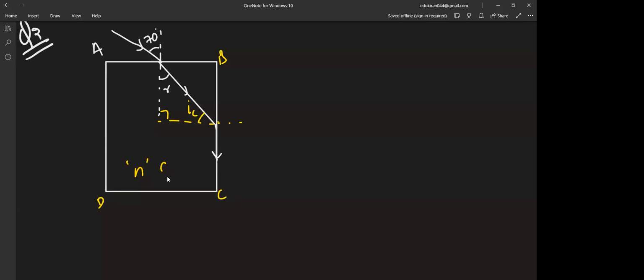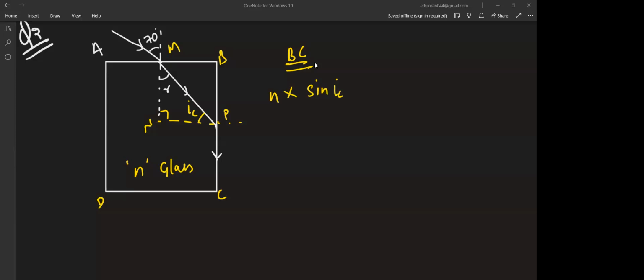The refractive index of this material, glass, is taken as N in this question. It's given in the question. Let's say this point is P. This point is M. This point is N for the triangle formation. Now see, at this surface, the BC interface, if I apply Snell's law, here the angle is I, so sine IC. And what is the refractive index of this medium? N. So N into sine IC.